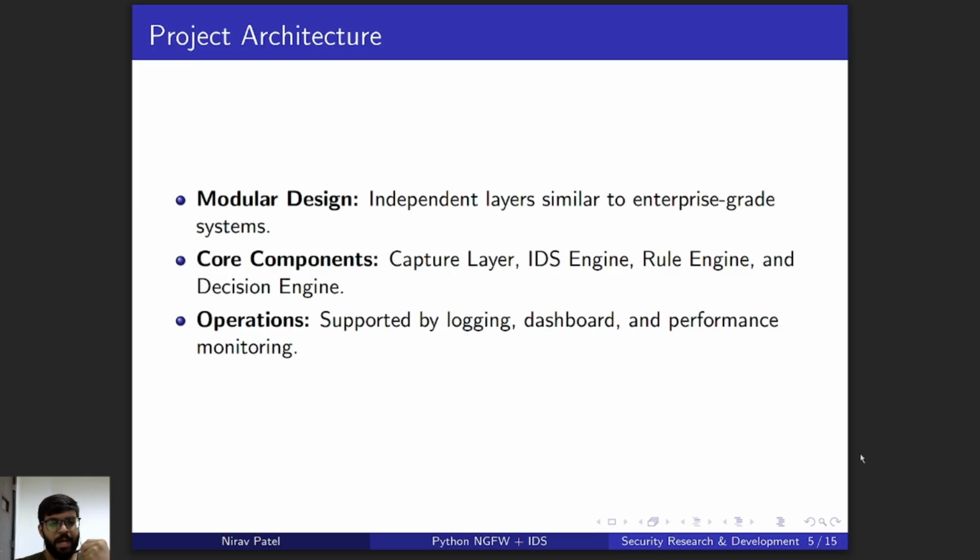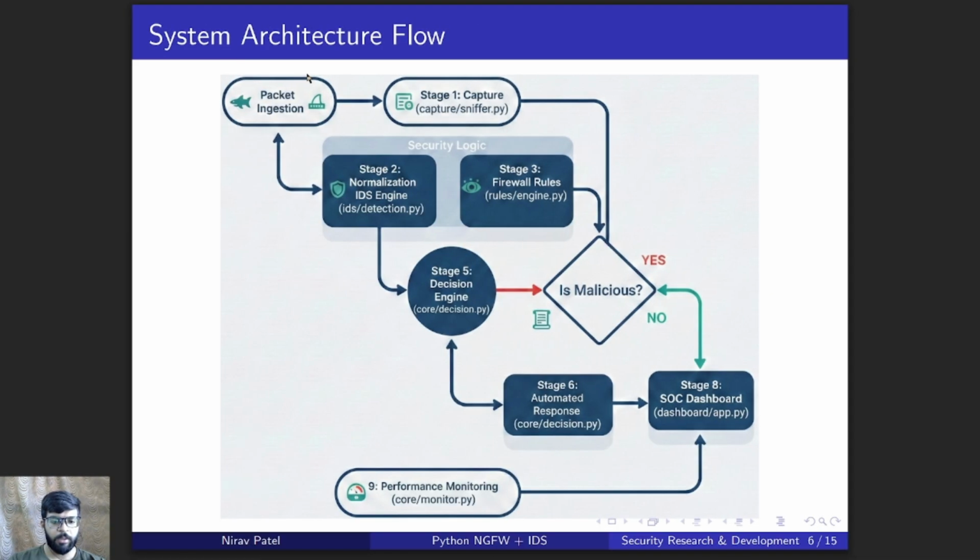So now I will walk you through the system architecture flowchart. From there we can understand how a packet passes from the first layer to the last layer. So let's move to it. This slide represents the complete end-to-end system architecture flow. It shows how a single packet travels through multiple layers of security processing, from ingestion to final decision and visualization. The design follows a layered and correlated security model similar to enterprise next-generation firewalls.